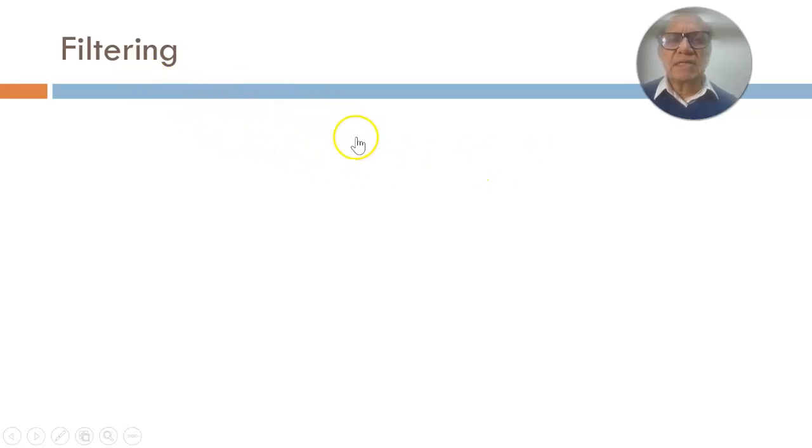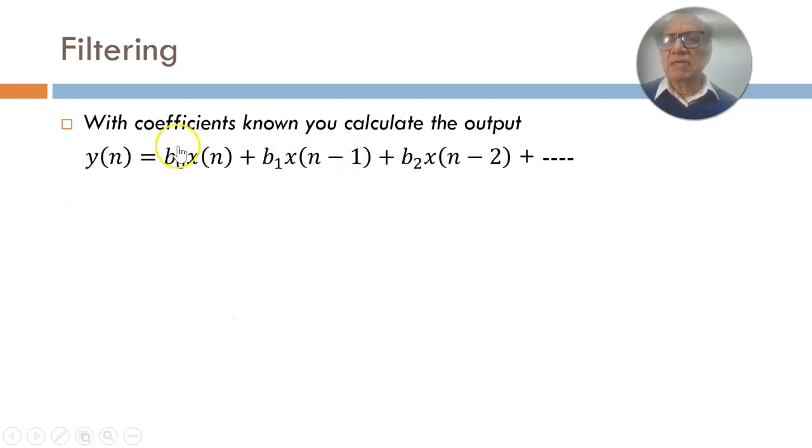So when you filter the signal, basically what are you doing? You are executing this equation where the output is given by the product of the filter coefficients and the signal values. So this is the current value of the signal. You multiply it by B0. This is the value of the signal one sample time earlier. You multiply it by B1 and so on. How many terms? It depends on what is the order of the filter.